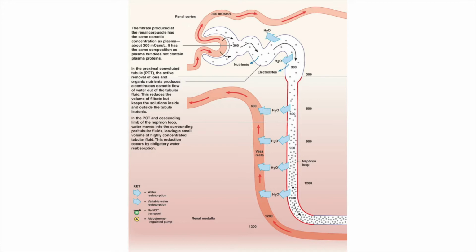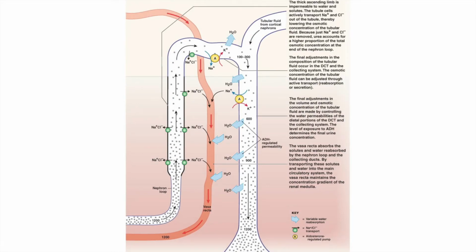The filtrate produced at the renal corpuscle has the same osmotic concentration as the plasma, about 300 milliosmoles per liter. See, that's what it is in the blood, and that's what it is right here at first. This osmolarity does not change in the proximal convoluted tubule because water and ions are reabsorbed at the same rate. In the descending limb of the nephron loop, water moves from the filtrate to the blood by osmosis, increasing the osmolarity. So you see it's becoming more concentrated. Osmolarity is another way of measuring concentration.